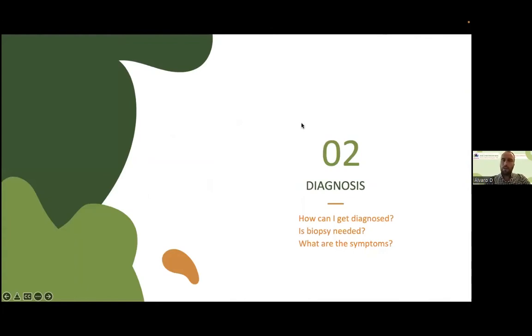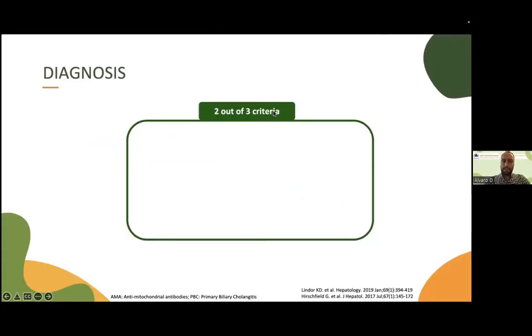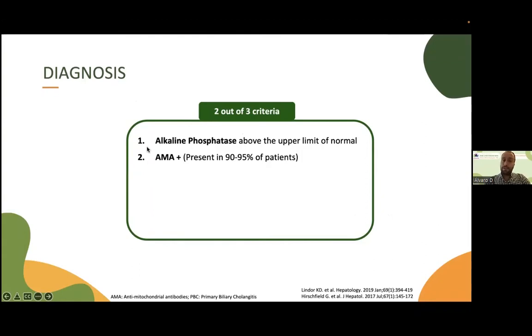So how can we diagnose this disease? First, for diagnosing PBC, patients must meet 2 out of these 3 criteria. First, an elevated alkaline phosphatase above the upper limit of normal. This is a liver enzyme that is easily found in regular biochemical tests, in blood tests. The second is the presence of anti-mitochondrial antibodies that are present in 90 to 95% of patients.